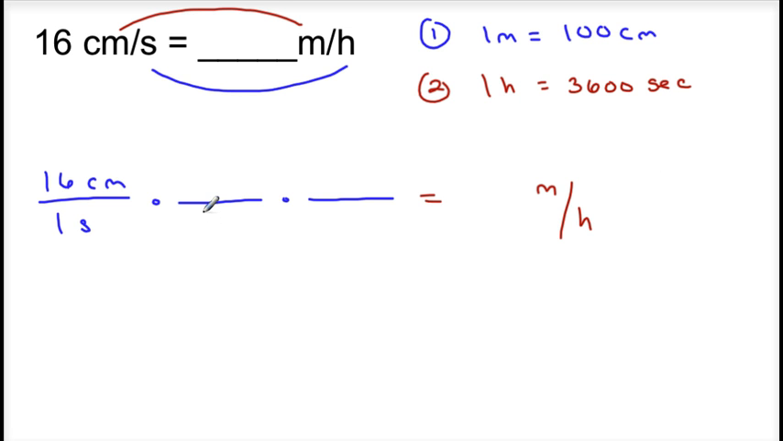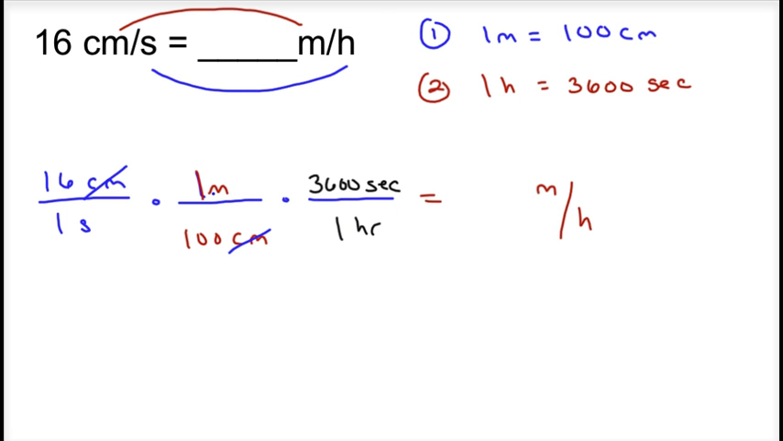What is my first fraction here? You choose. Either your first conversion or your second conversion. What can I put down? 1 meter over 100 centimeters. This will allow my centimeters to simplify. What's my next fraction? My hours and seconds. 3,600 seconds over 1 hour.